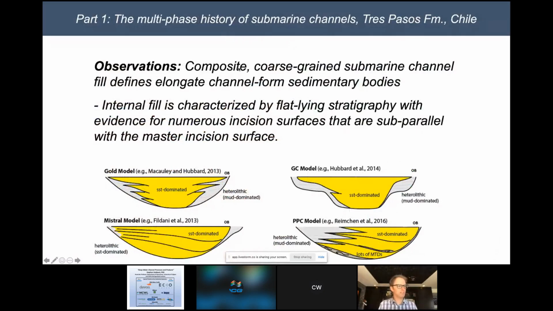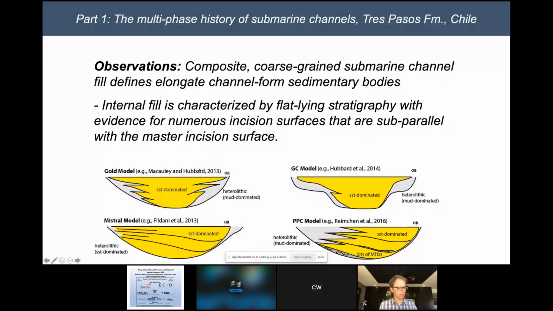We get these composite, coarse grained submarine channel fills. And these would be kind of cross sections that go through those. And I kind of showed you one of those from above the lake there in Chile. They define these elongate channel form sedimentary bodies. So they're kind of like half cylinders of sand, and they're all stacked on top of one another. Super common motif that we see all over the place. The internal fill is characterized by flat-lying stratigraphy. We highlighted that, with evidence for numerous incision events. So incision, fill. And what I do mention here is that there's kind of this master surface.